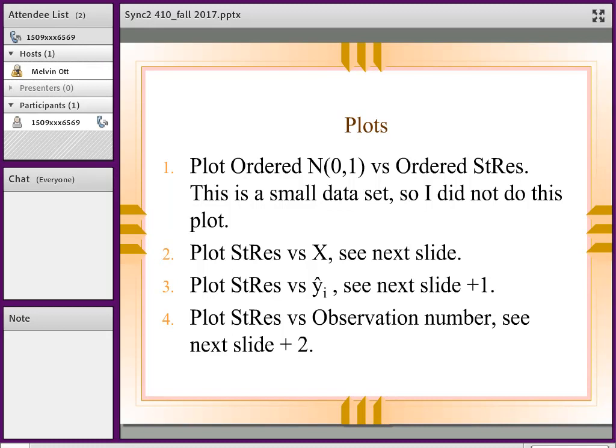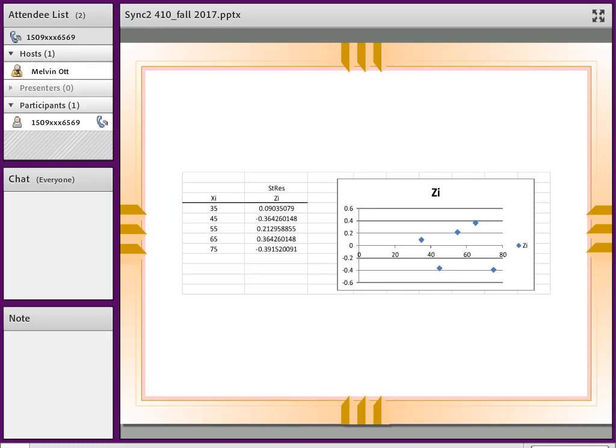What we're looking for in these is to see: is this well behaved, or is there anything that's going to stick out and look out of the ordinary? It shouldn't, because this is a nice data set and everything's well behaved. But the point is so that you can take a look at this on your own. So here are those standardized residuals, the z sub i's, plotted versus the x sub i's.